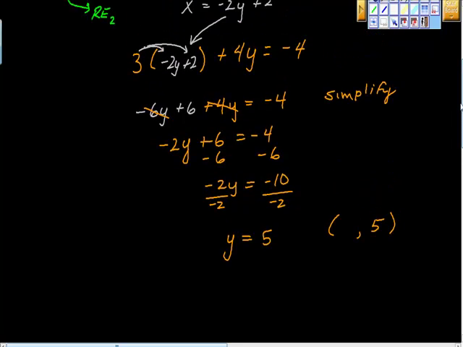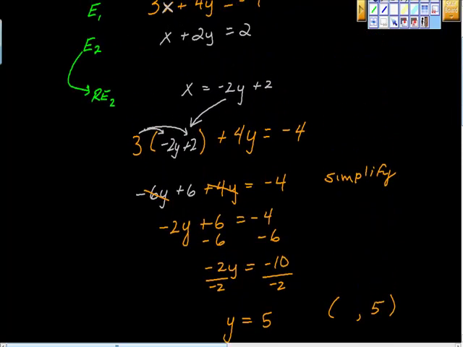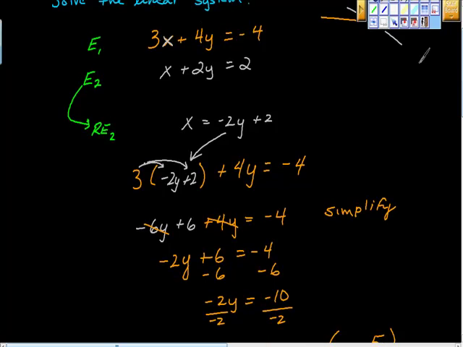I'm going to go back up here again to one of the equations. Oh, you know what I'm going to do here. This will be really easy. I know that y equals 5. I'm going to go to this second equation right here. Actually, I'm not even going to do it here. Let's do it here. So y equals 5, right? If y equals 5, well, then negative 2 times 5 is negative 10, and negative 10 plus 2 is negative 8, so x equals negative 8.